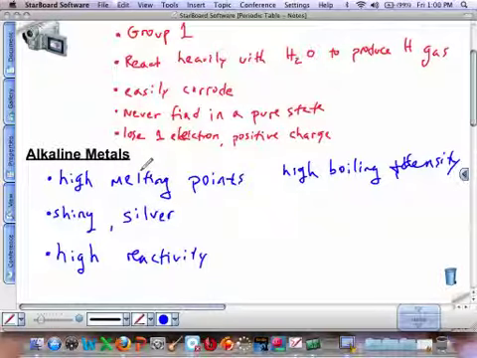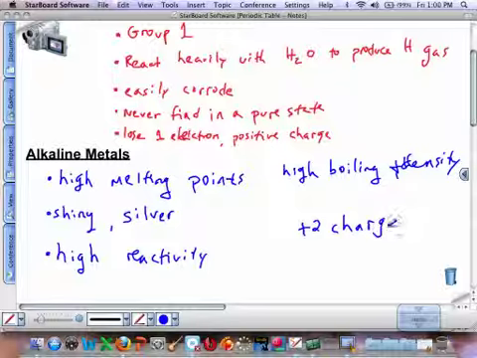All right, so do we have anything else there for alkalines? So they're a little more sturdy, a little harder than the alkalis, but not a whole lot more really. They're fairly similar. The big thing I want to make sure we talk about is they have a +2 charge, which means they're going to lose 2 electrons instead of 1. They have a +2 charge.